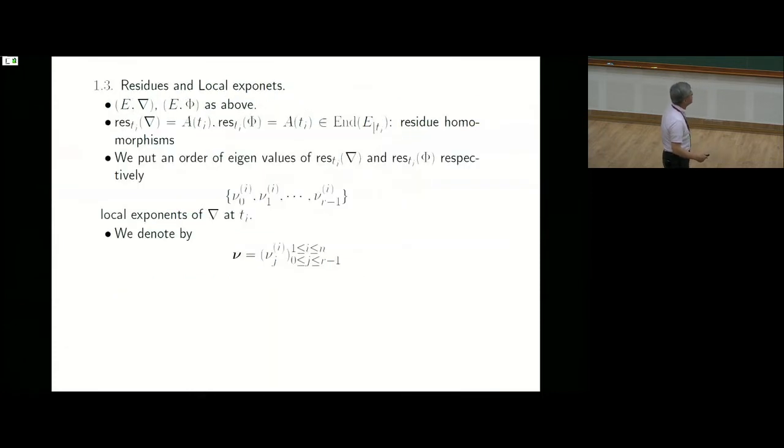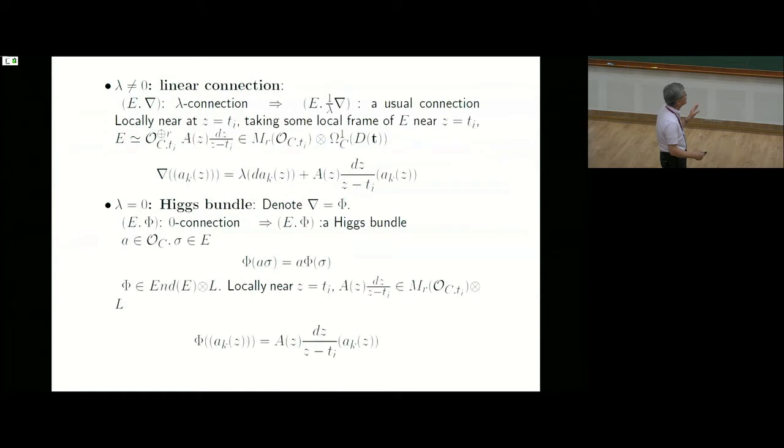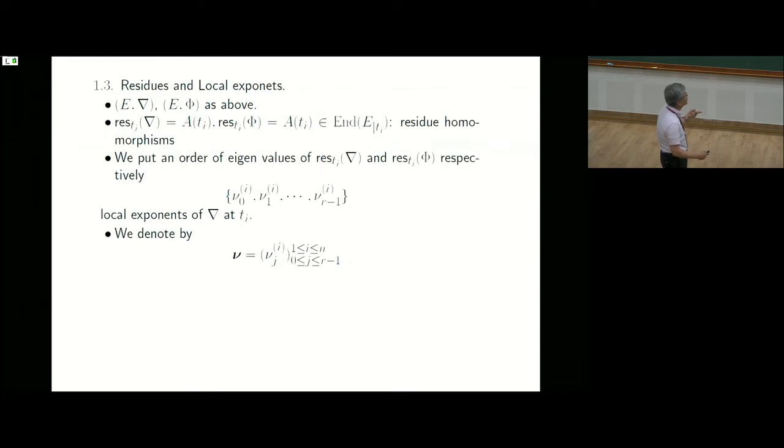And then, as usual, we can define the residue part of nabla at t_i. That's just to take the residue at t = t_i, which gives you r by r matrices, and that is our residue part. This endomorphism does not depend on the choice of the local parameter. The residue is independent of the choice of local parameter. Anyway, this is defined as an endomorphism of the fiber at t = t_i. This is the residue homomorphism.